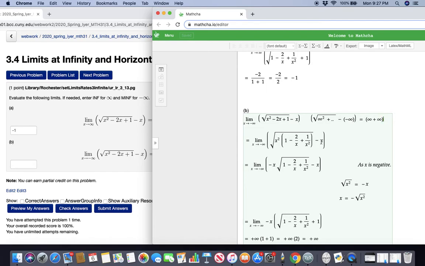Minus x, no change there. Square root of x squared is negative x. Why did that happen? Because my x is going to negative infinity. When x is negative, square root of x squared is negative x. This is a standard trick. So square root of x squared is negative x. I have just rewritten it.